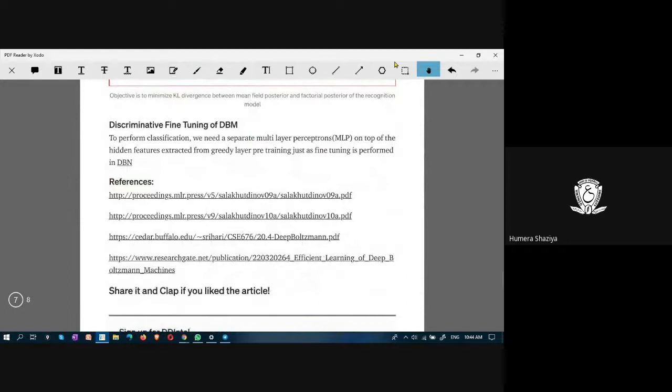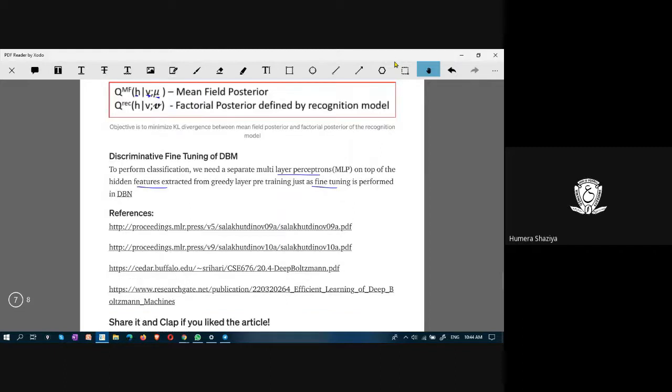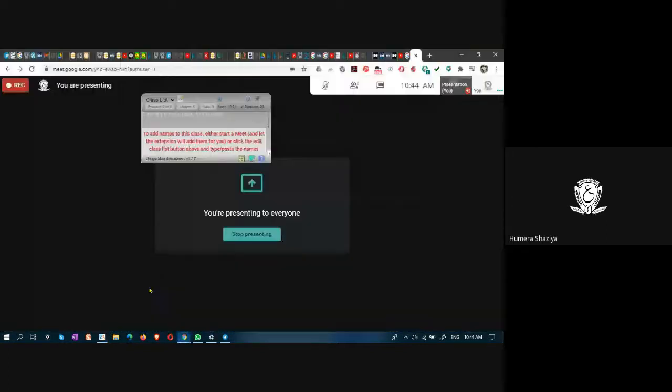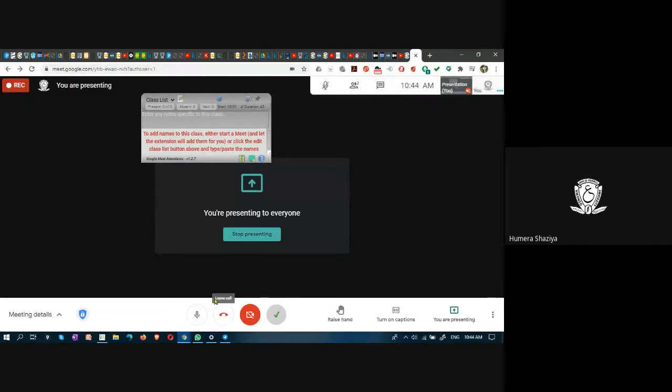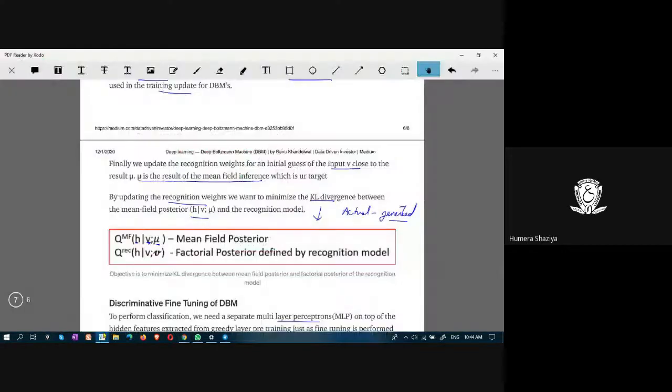And finally, to perform classification, we need a separate multi-layer perceptron on top of the hidden features extracted, and that particular layer will perform the classification, and that layer can be fine-tuned as it is done in DBN. Okay, this is about DBM.